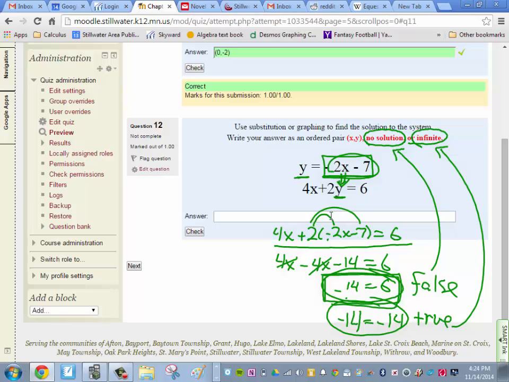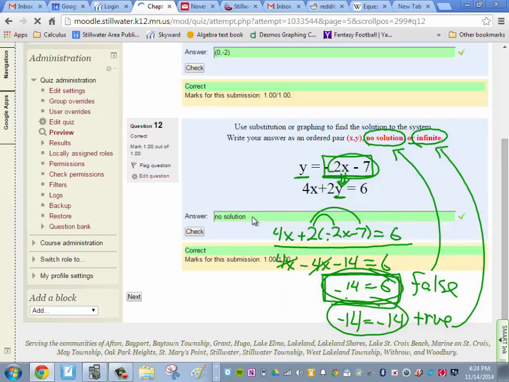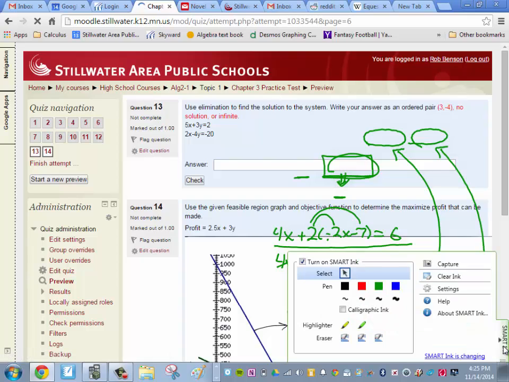So we're going to put no solution in for this one, and we're going to move on, because we're going to go home. I'm going to spell solution right. No solution. It wasn't plural. Great. Okay, moving on. Two more problems, and then freedom.